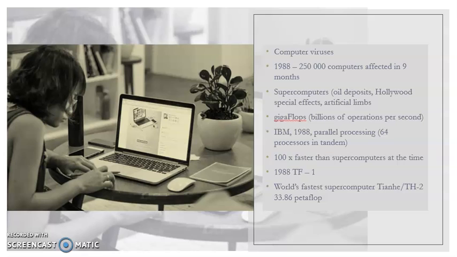Supercomputers. As the decade approached its end, supercomputers, which cost between $5 million US and $25 million US each, were being used to locate new oil deposits, create spectacular Hollywood special effects, and design new military weapons. Not to mention artificial limbs, jet engines, and a host of other products for private industry. These machines were able to crunch data at a speed measured in gigaflops, i.e. billions of operations per second.